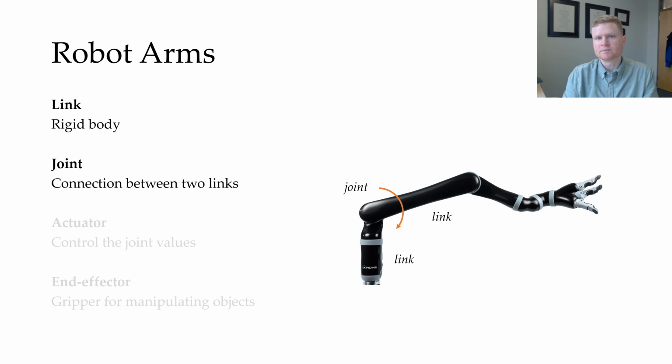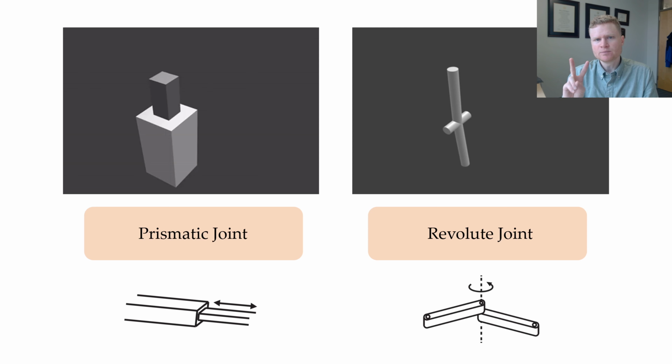The way we connect them is with something called a joint. So a joint is a connection between two and only two links. You can see a picture of a joint right here. There are two particularly common joints that come up in robot arms, and they're called a prismatic joint and a revolute joint. I'll start off with the prismatic joint.